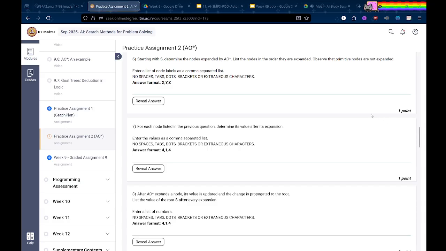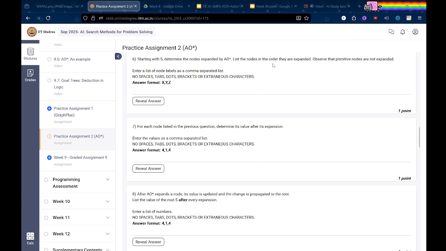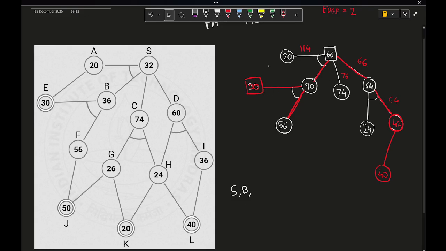Okay, so it was asking about the order in which they were expanded, right? So firstly we expanded S, then B, then we expanded D, right? Then E. No, we did not expand that. Is it in the order of solved nodes or expanded nodes? Just check what they mentioned. Nodes that are expanded, and observe that primitive nodes are not expanded. So this is not expanded.